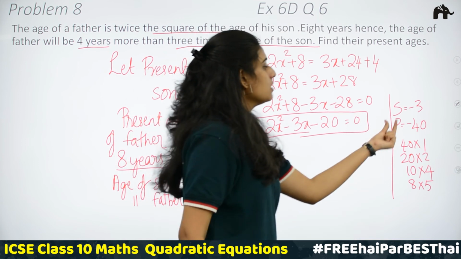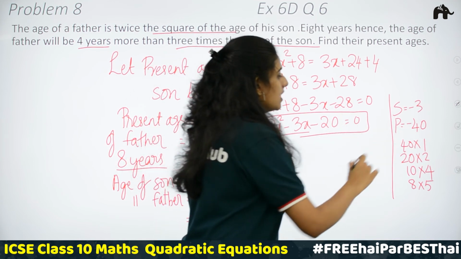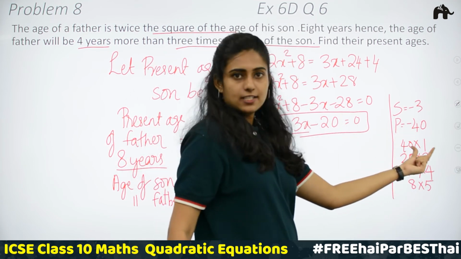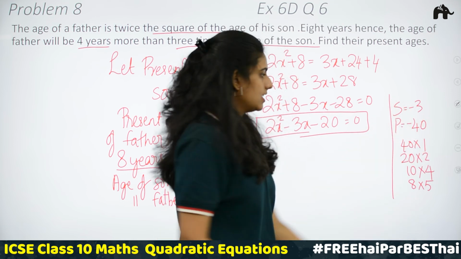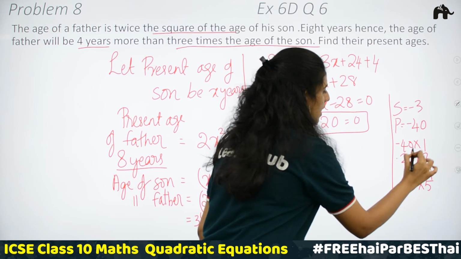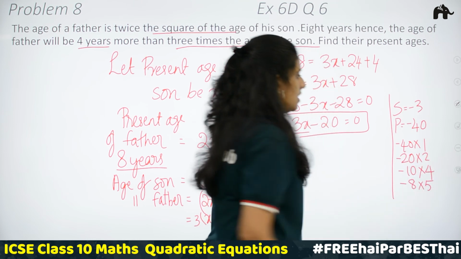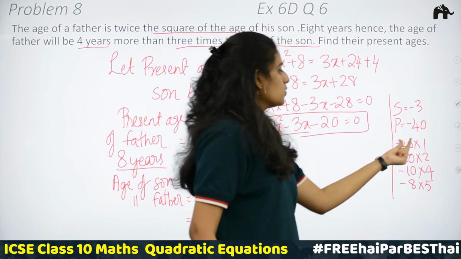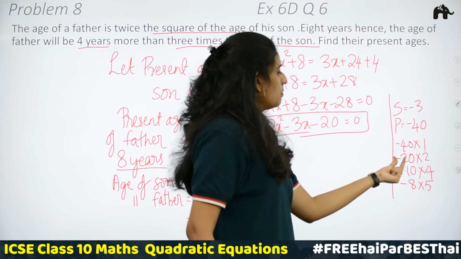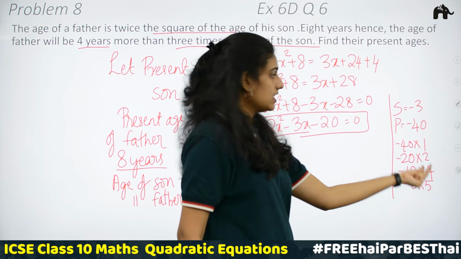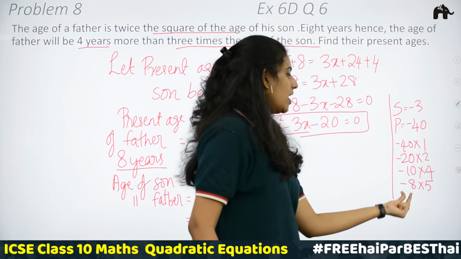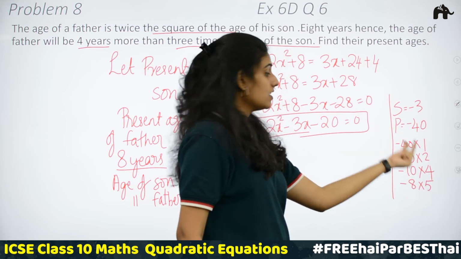Okay. Now here the product is negative, which means one number should be negative from the factors. Sum is negative, greater number should be negative. That is minus 40, minus 20, minus 10, minus 8. Now check the sum. Minus 40 plus 1, minus 39, minus 20 plus 2, minus 18, minus 10 plus 4, minus 6, we need minus 3. Minus 8 plus 5 is minus 3.